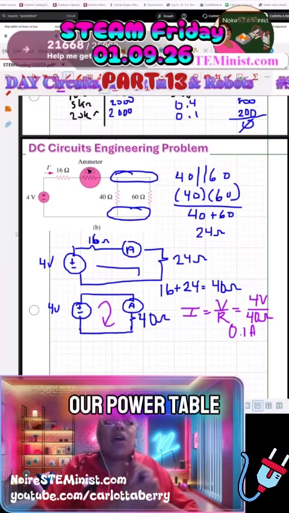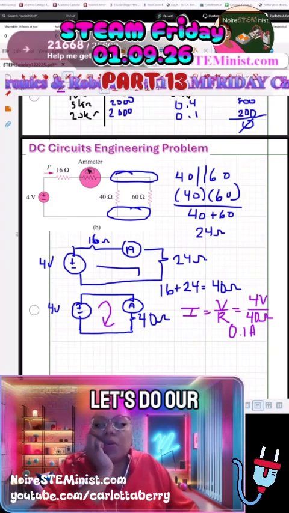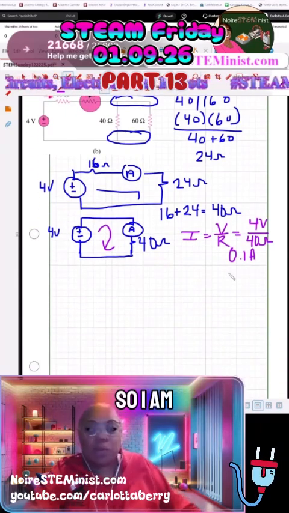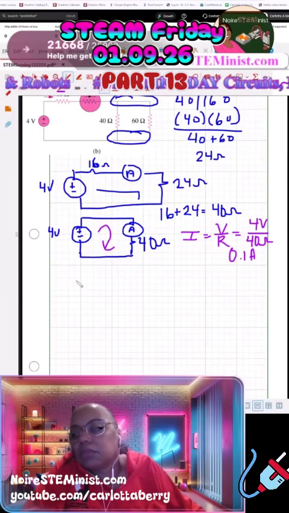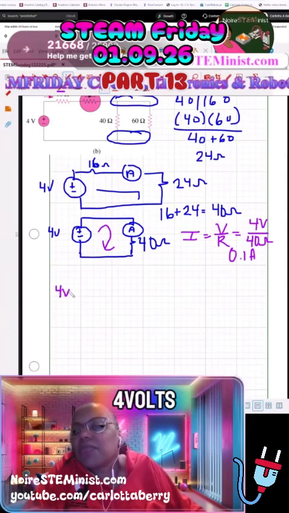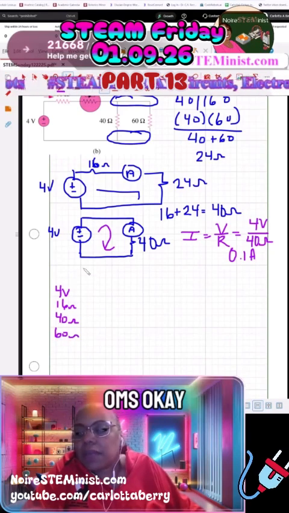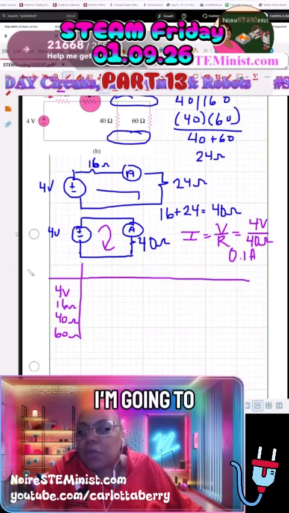Okay, let's do our power table, and then we're moving on to electronics. So I am going to have 4 volts, 16 ohms, 40 ohms, 60 ohms, okay? And over here, I'm going to have voltage.